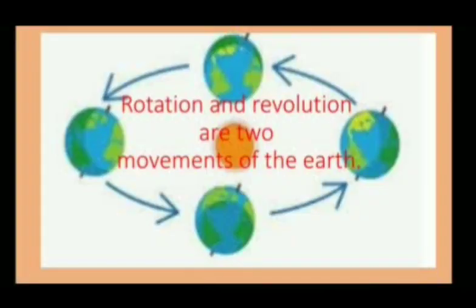Rotation and revolution are two important movements of the earth. They go side by side. Earth rotates and moves around the sun on its orbit. Orbit means path. The shape of the orbit is an elliptical shape.